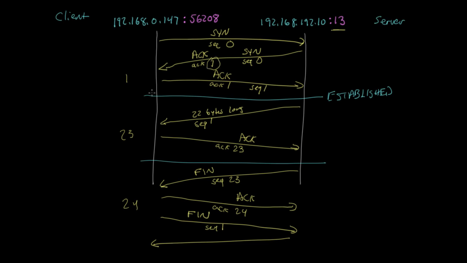And then the client doesn't send anything other than acknowledgement. So it's just sending this acknowledgement, this acknowledgement. It's not sending any data. All the data was in this direction. So at this point, the next sequence number that the client is going to use is sequence number 1. So it sends its FIN with sequence number 1, and then the server acknowledges that, saying that the next sequence number for the client is 2, and at that point the connection is completely closed.